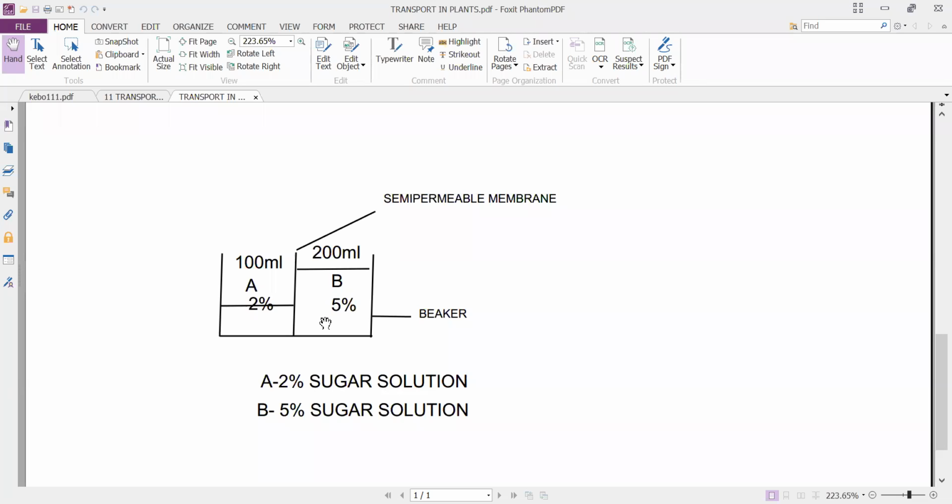At that equilibrium point, the net movement of water molecules will be zero, because the same number of molecules will move from A to B as from B to A. But before that, more molecules are moving from A to B. As a result, the A concentration is increasing and the B concentration is decreasing because of the addition of new water molecules. So at one point, the concentration of both sides becomes equal, and at that point we call it equilibrium. At equilibrium, the net movement of molecules is zero.